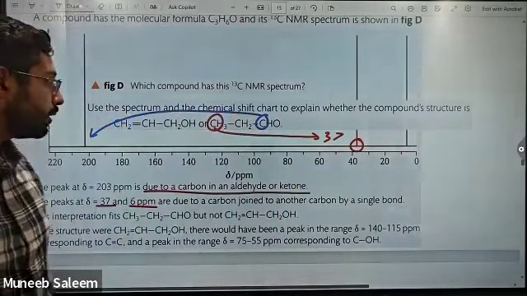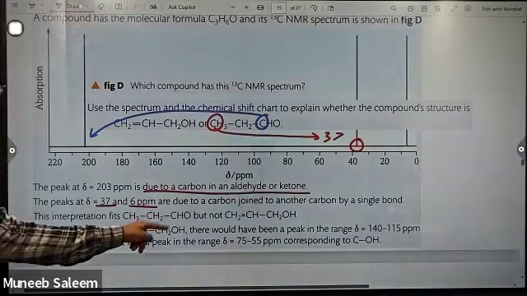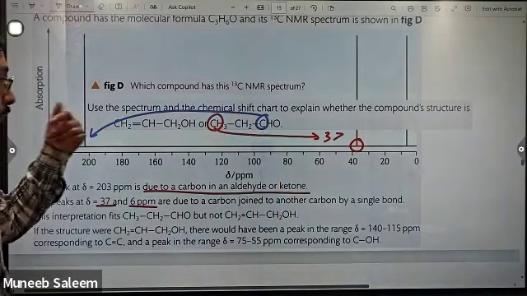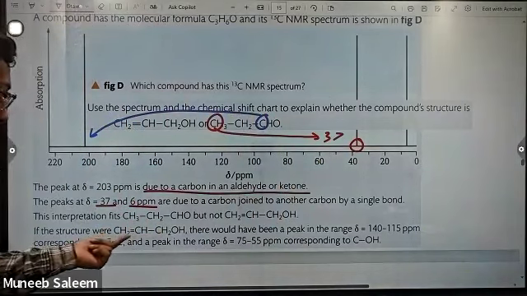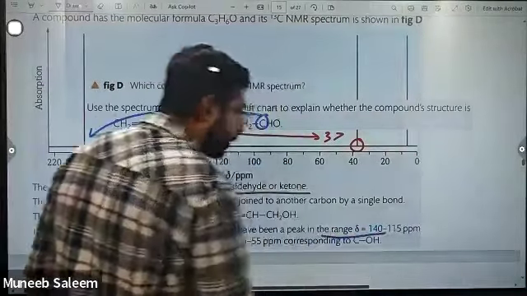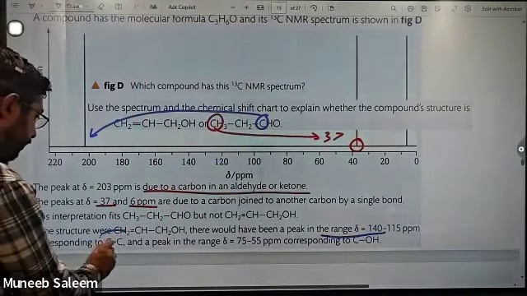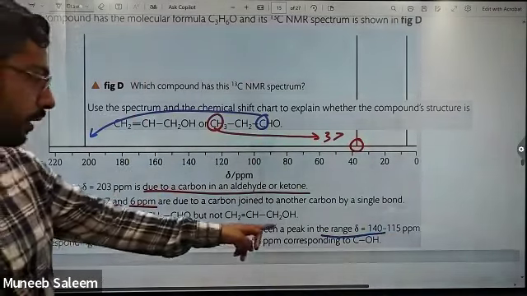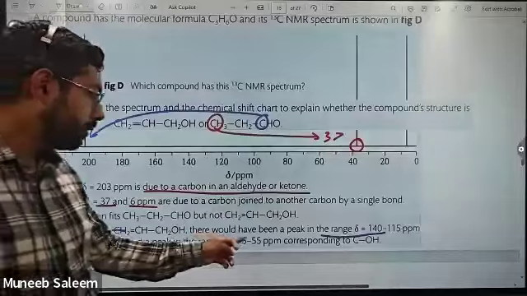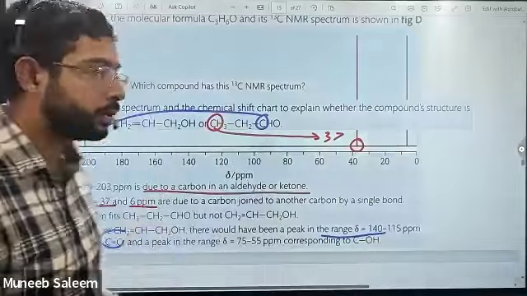Now we are left with only one carbon atom at the center. This interpretation fits with this structure, but not the other. If it were the second structure, then we would have a peak in the range of 140 to 115 ppm, corresponding to a carbon-carbon double bond, which does not lie here. There is no peak at 140 to 115 ppm, and no peak in the range of 75 to 55 ppm, corresponding to carbon bonded with the OH group, which is also not here.